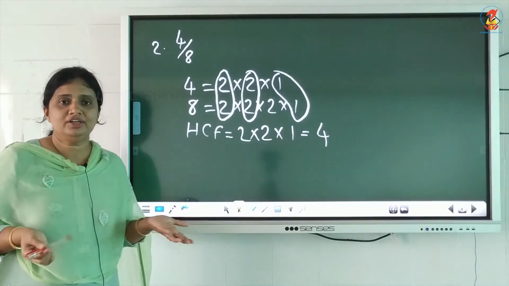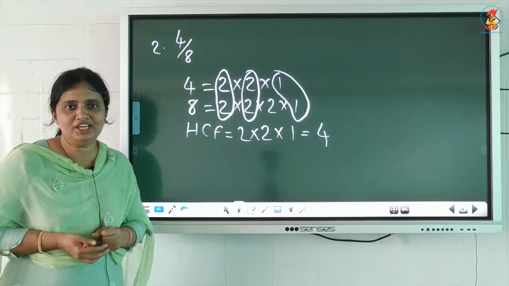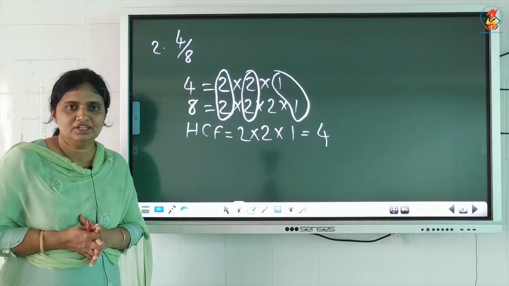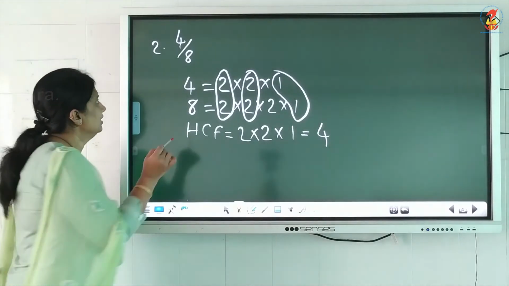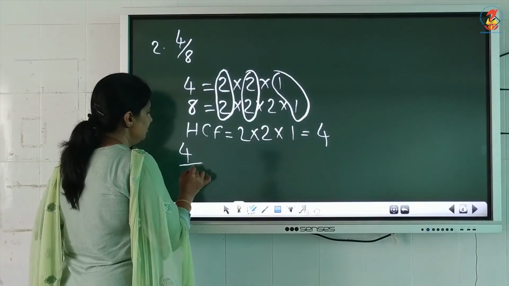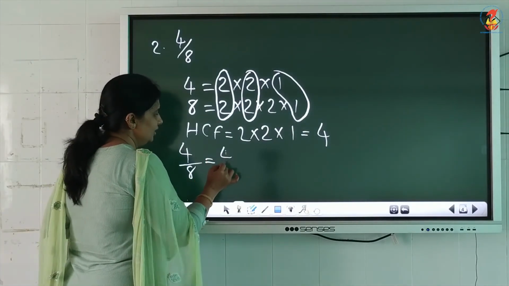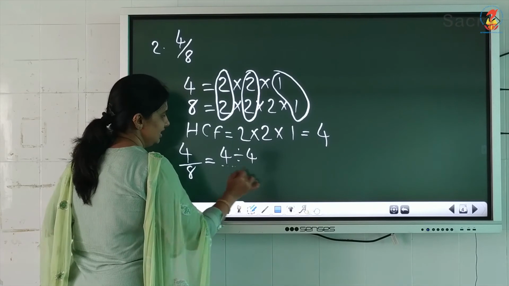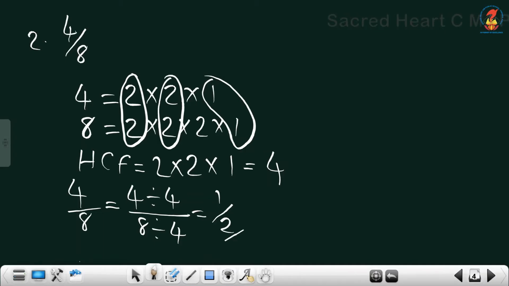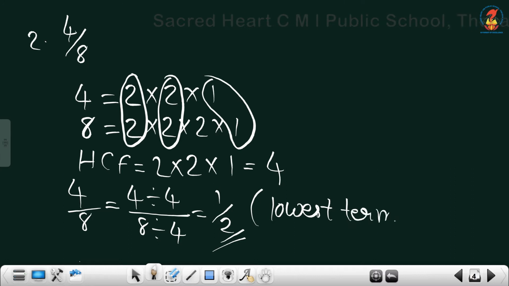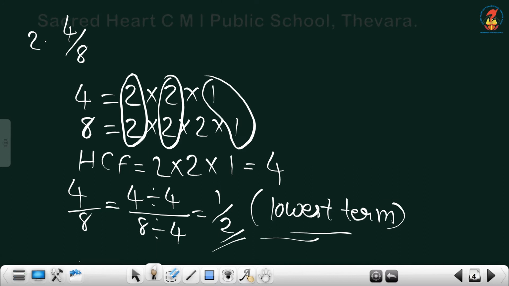After that I need to what? I need to make the lowest term only here, right? How can I do? Divide numerator and denominator by this HCF. 4 by 8 is our fraction. I need to divide 4 by HCF, 8 by HCF. I will get what? 1 by 2. This 1 by 2 is known as what? Lowest term. Lowest term of which fraction? 4 by 8. Is it clear?